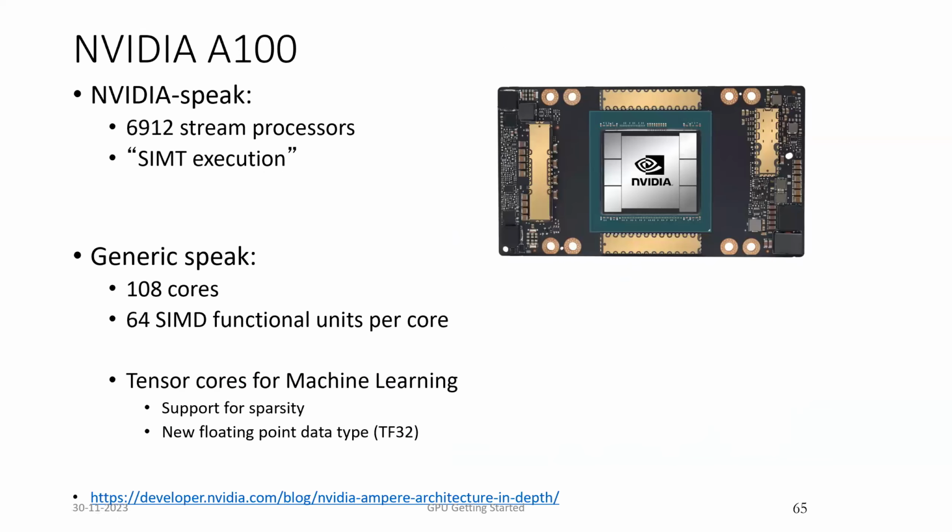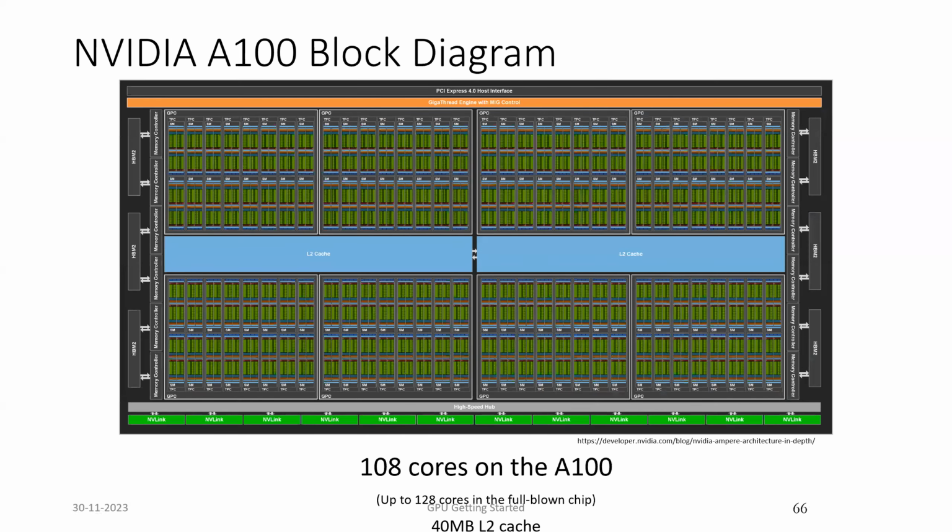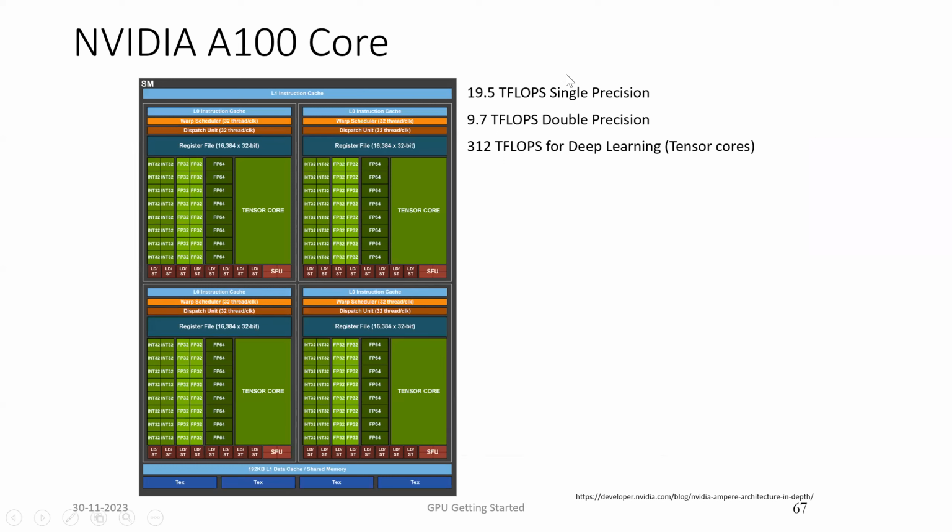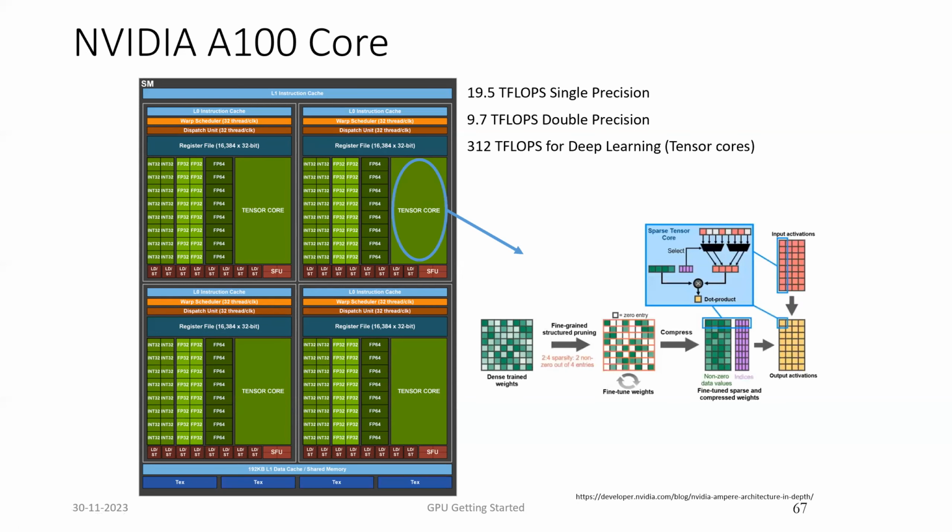And this is the A100, one of the latest. It has 6912 stream processors. The way we interpret it is 108 cores times 64 functional units each. So this is the view, and this is the maximum throughput that we can achieve, nearly 312 teraflops for deep learning applications. Again, the tensor core has now matured to handle more complex operations.